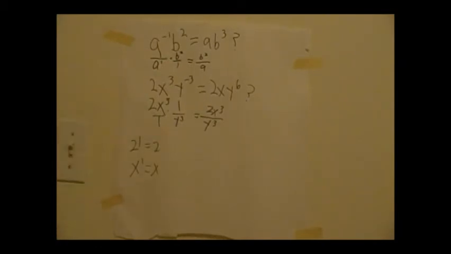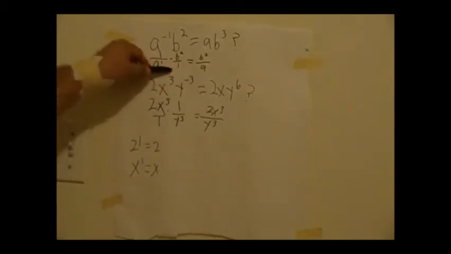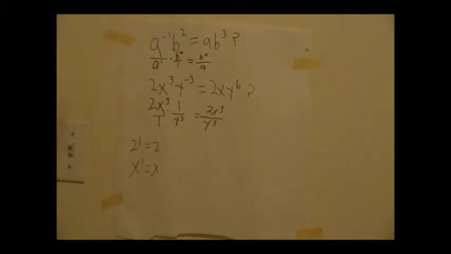I know we talked about the product rule and quotient rule. Those rules only apply if you have the same bases, but you don't here, right? You have an x and a y. You can't combine them like that. A and B, you can't combine them like that, okay? You can only rewrite these negative powers into positive powers. That's really the only thing you can do here, okay?